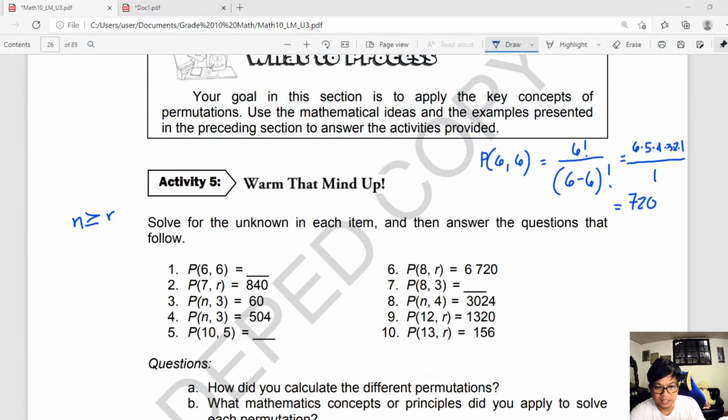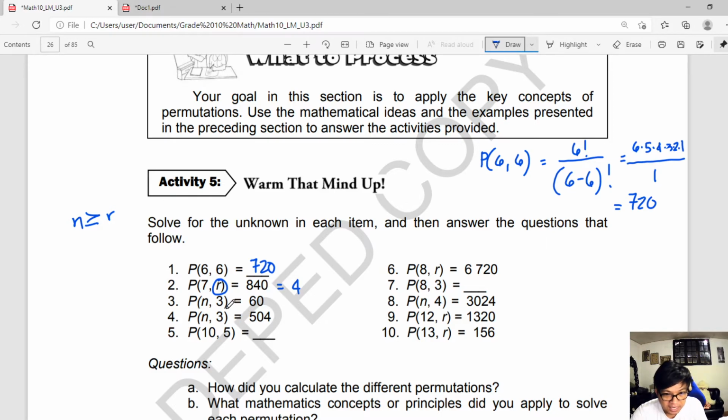okay, balikan natin yung given. So, the answer here is 4. 4 yung ating R. So, the answer here is 720. And here, yung R natin is 4. Let's proceed with this one.